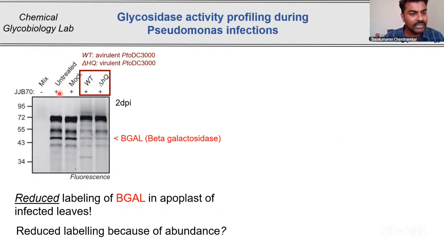This is the untreated and the mock treated plants. This is just infiltrated with water. You can see this is the general profile of glycosidases which was seen. Interestingly, upon infection with the wild type Hopq strain, we were able to see that several bands were weakly labeled during infection with this particular pathogen, and also we were able to see distinct signals appearing as a result of infection with the wild type strain.